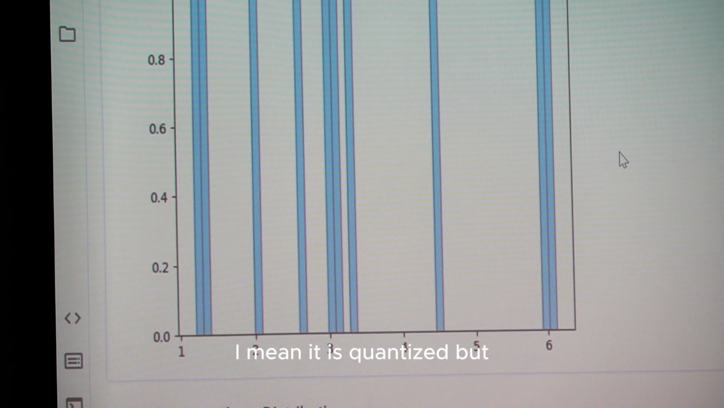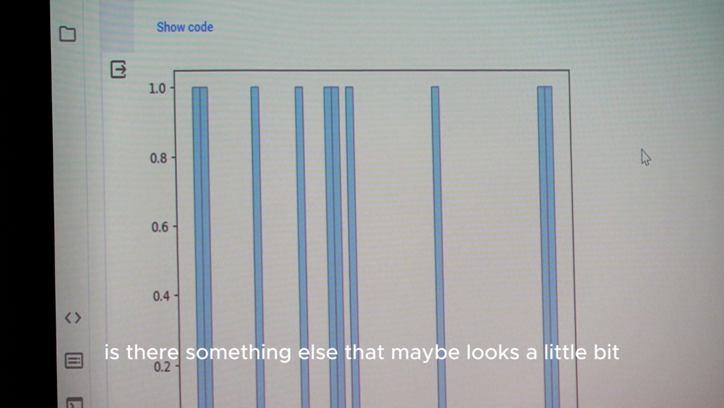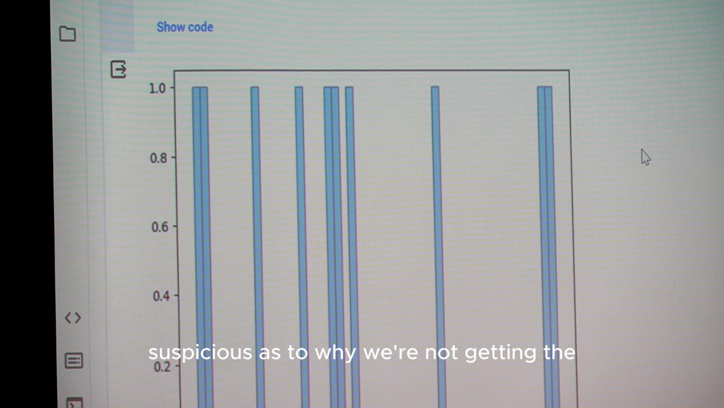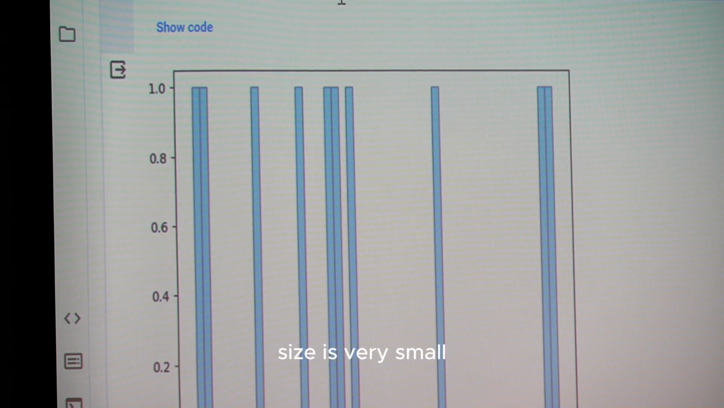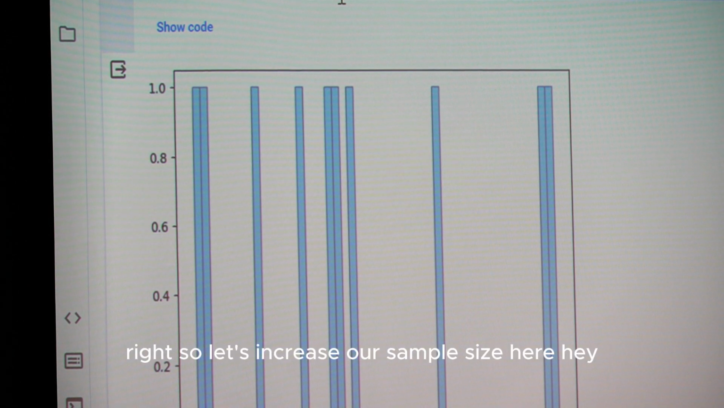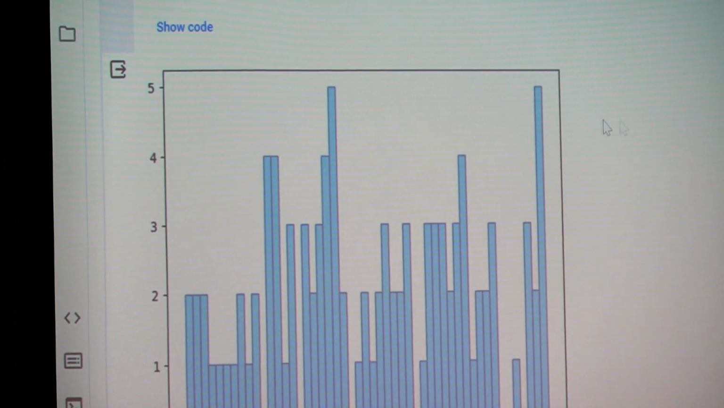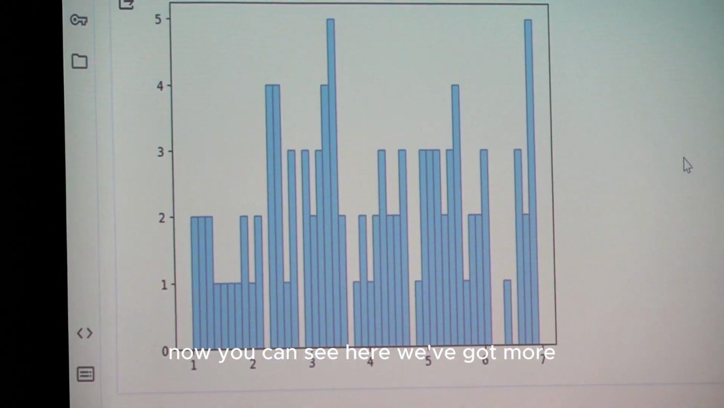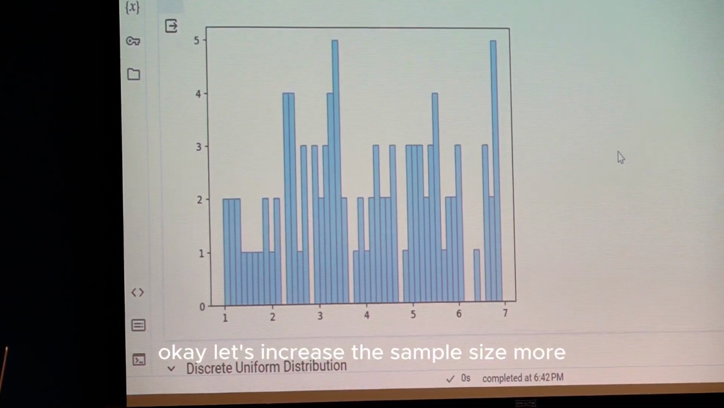Well, it is quantized, but is there something else that maybe looks a little bit suspicious as to why we're not getting uniformity? There are too many bins, or another way of looking at it is that the sample size is very small, right? So let's increase our sample size here. Now you can see we've got more, but it's still not uniform, right? Okay, let's increase the sample size more.